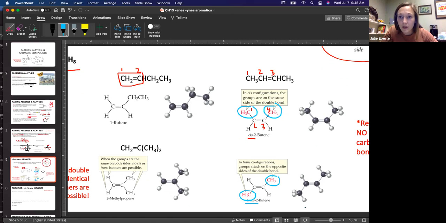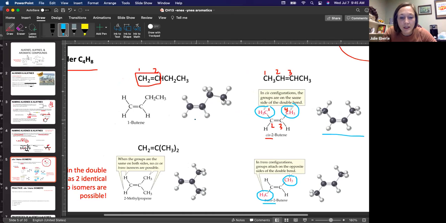It may help you if you look at these ball and stick models over here. Here's the double bond in the middle, and the carbon substituents on a cis isomer are pointing in the same direction, either both up or both down. But on a trans isomer, they're pointing opposite directions. One's pointing up, one's pointing down. Okay, now I'm going to go back.